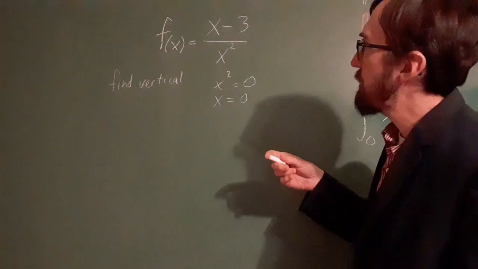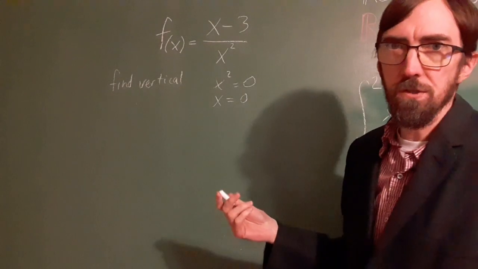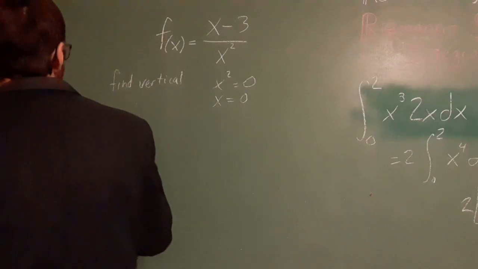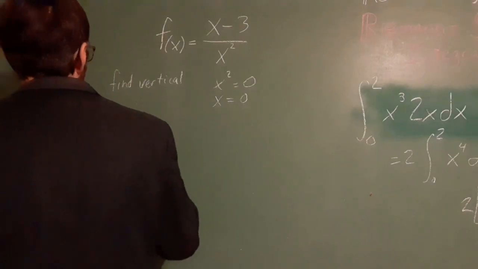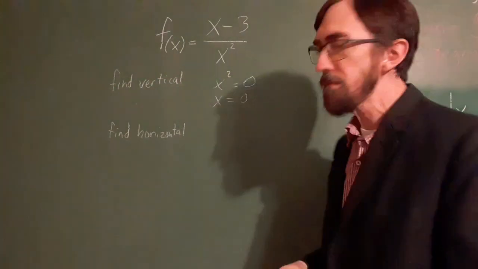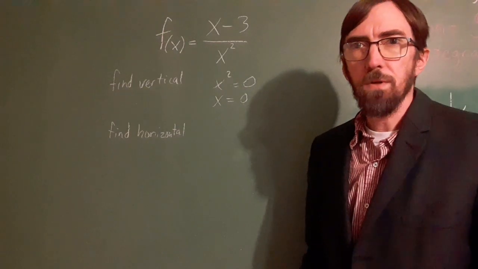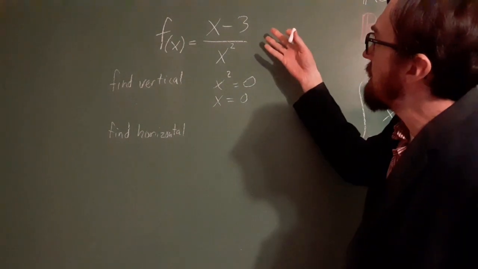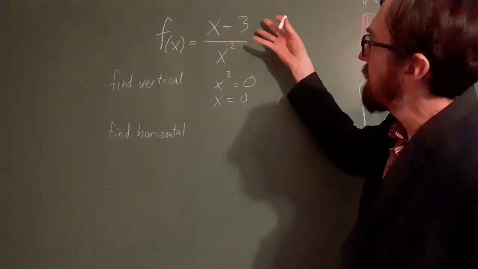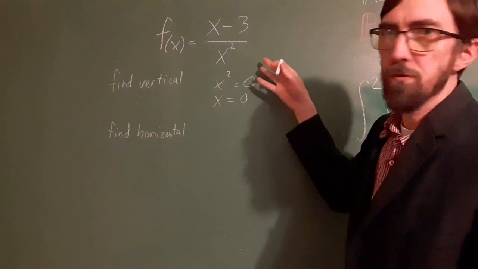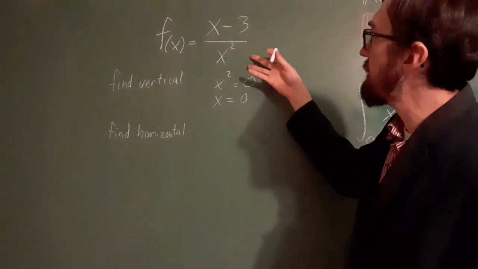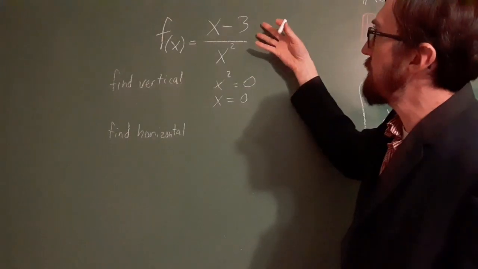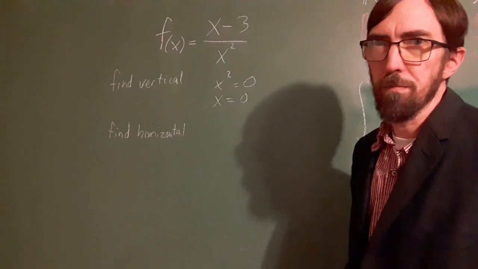Next, we are going to attempt to find a horizontal asymptote. Now, to find the horizontal asymptote, there are three options. The degree of the numerator is larger than the degree of the denominator, the degrees are equal, or the degree of the numerator is smaller than the denominator.